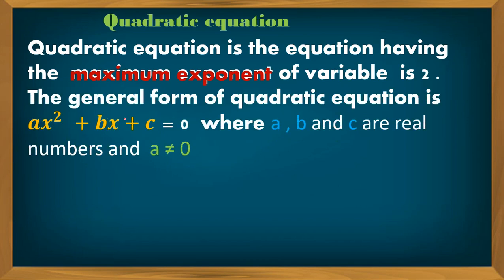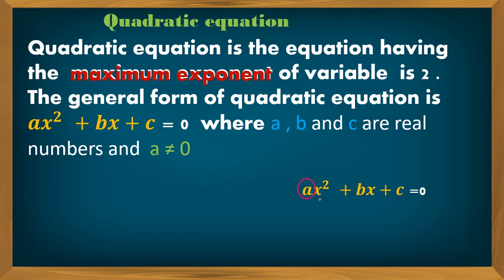So here, as we know, ax square plus bx plus c is the general form of a quadratic polynomial, and when this is equated with 0, it becomes ax square plus bx plus c equals 0, which is a quadratic equation where a, b and c are real numbers and a is not equal to 0. Understood? Now we are writing the quadratic equation in its standard form, ax square plus bx plus c equals 0.